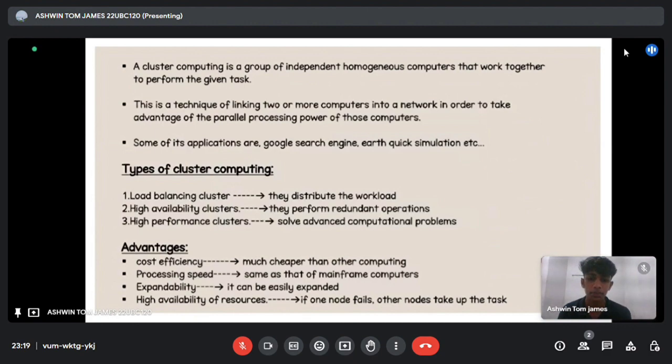Advantages: cost efficiency, much cheaper than other computing; processing speed, same as the mainframe computers; expandability, it can be easily expanded; high availability of resources. If one node fails, another node takes up the task.